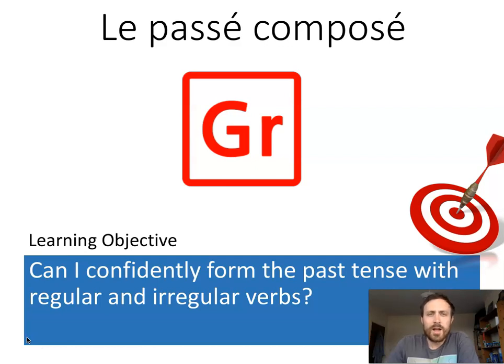This is part 2, and in part 2 we're going to be looking at verbs that take être in the past tense and also how to form the negative with le passé composé. So just to remind you of the overall objective of this session, we're looking at building our confidence in producing the passé composé, the past tense, with regular and irregular verbs. I'll be using my graphics tablet again, and there will be a chance for you to pause the video at the end of the session to do an exercise, which I'll then go through after with feedback.